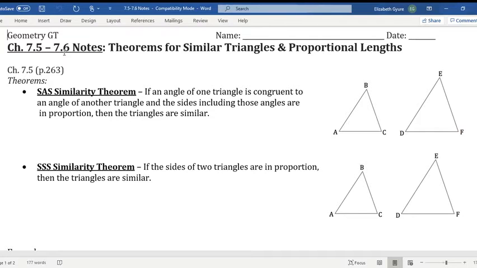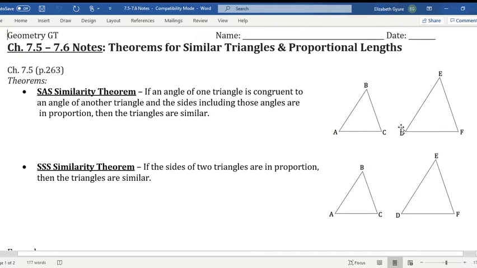And that says if an angle of one triangle is congruent to an angle of another triangle, and the sides including those angles are in proportion, then the triangles are similar. So when it says the sides including those angles, do you remember when we talked about an included angle was the angle that's formed where those sides meet? That's what that's referring to.